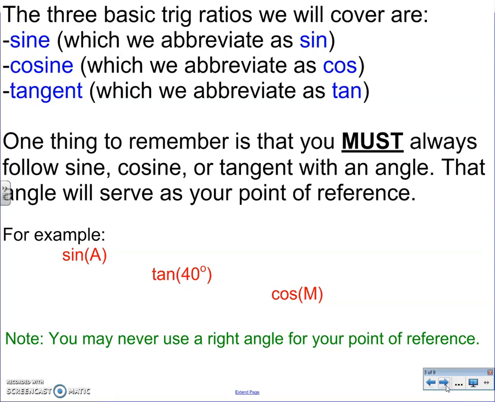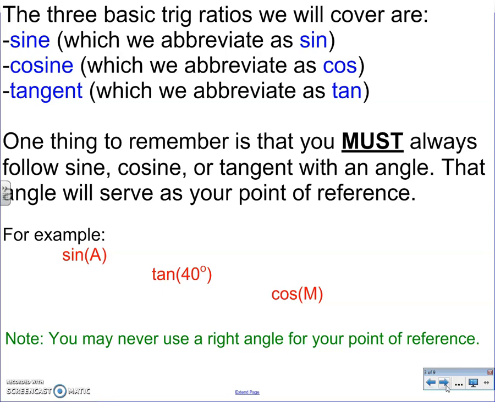The three basic trig ratios we'll cover are sine, cosine, and tangent. Sine we abbreviate as sin, cosine we abbreviate as cos, and tangent we abbreviate as tan. One thing to remember is that you must always follow sine, cosine, or tangent with an angle. That angle will serve as your point of reference.